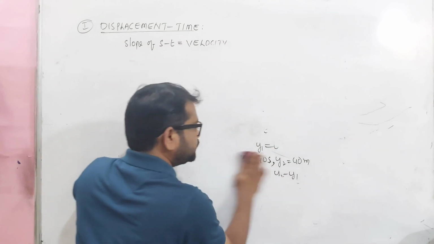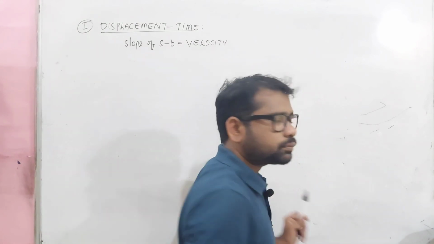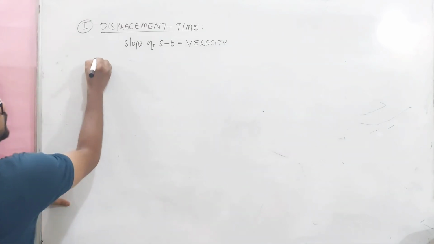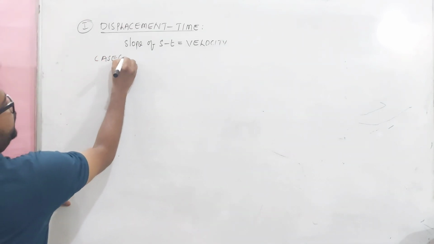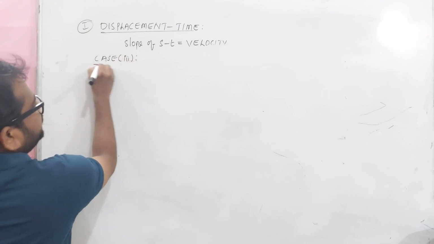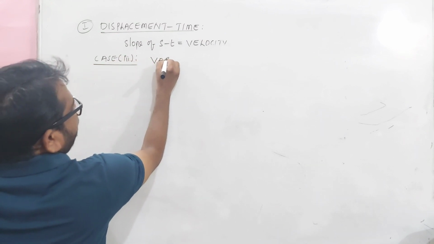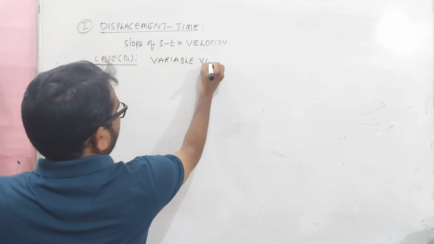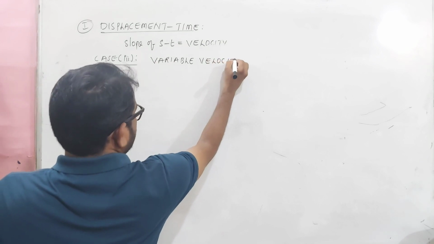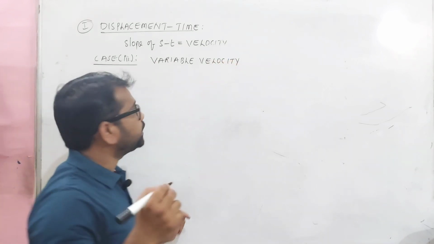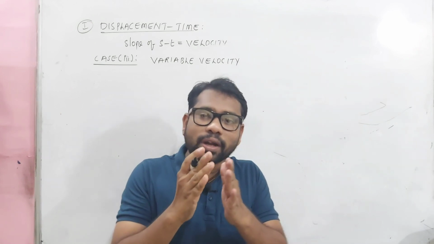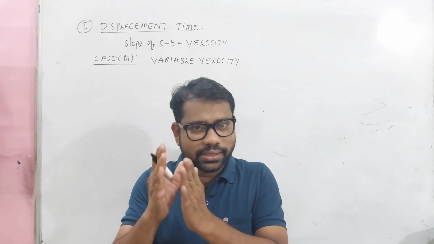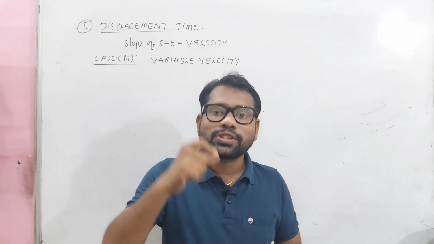Now we will see the third case, dear children, where the body is moving with variable velocity. If a body is moving with variable velocity, how will the displacement-time graph be? Where can you say that a body is moving with variable velocity? Children, if a body is not covering equal displacements in equal intervals of time, then we can say that the body has variable velocity.